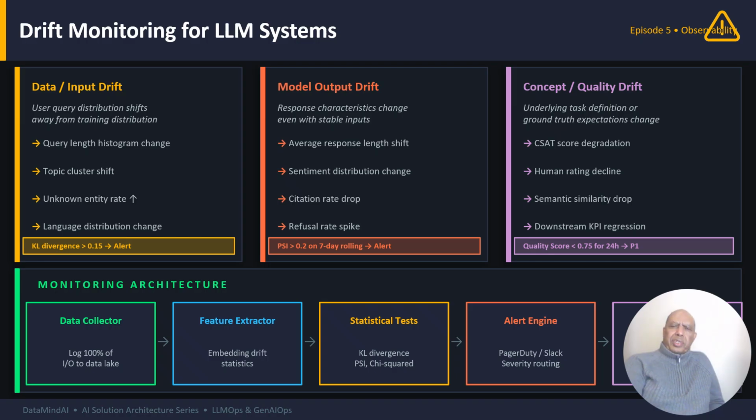So the detection threshold guidance is: KL divergence greater than 0.15, yellow alert, investigate within 24 hours. PSI greater than 0.2, orange alert, investigate within 4 hours. Quality score less than 0.75 for 24 hours, page someone, wake someone up and do something.